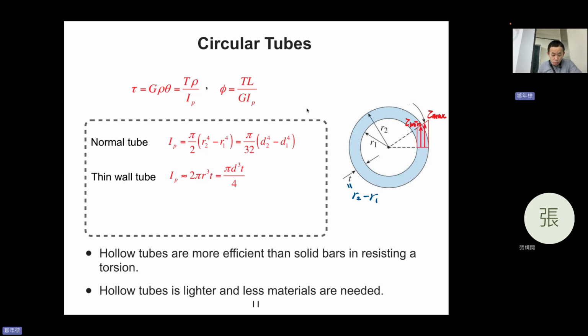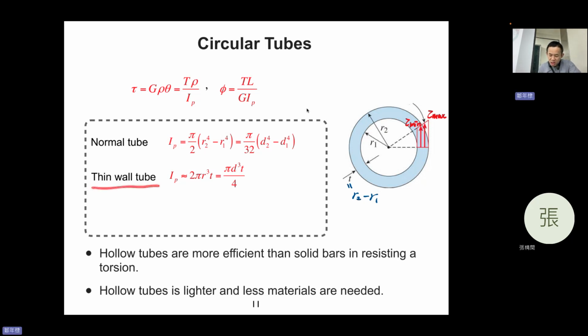This is really interesting: Ip is a property of the cross-section area, right? So for your cross-section area, the middle part becomes empty. So you just need to subtract R1 to the power of 4, divided by 4. Everything will be the same, but the cross-section area changed, so your Ip changed. Straightforward, right?